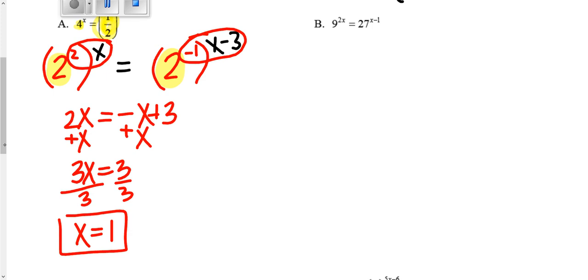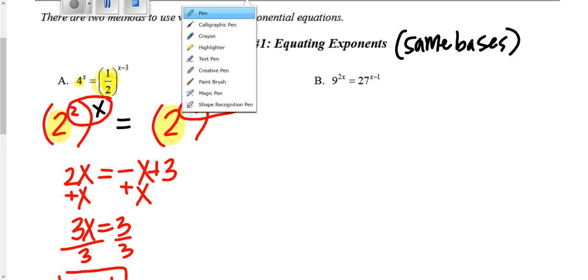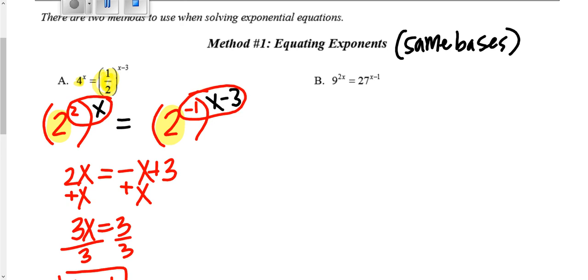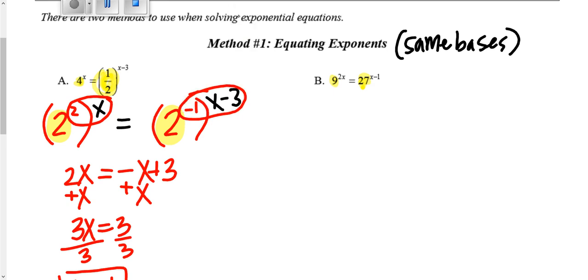So let's see how that works over here on B. Let's try that process again here. This might be one of those sets of notes that you actually want to go back and watch a couple different times just to make sure you understand. On B, you have 9 to the 2x, so the base here is 9, and that equals 27 to the x minus 1, so the base over here is 27. My first goal is to get those two bases the same.